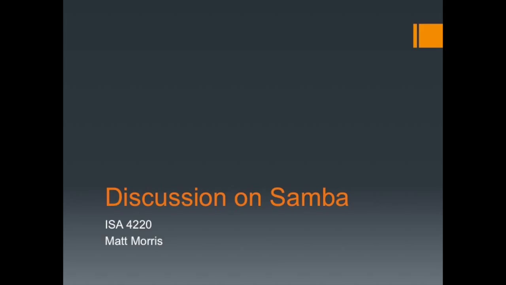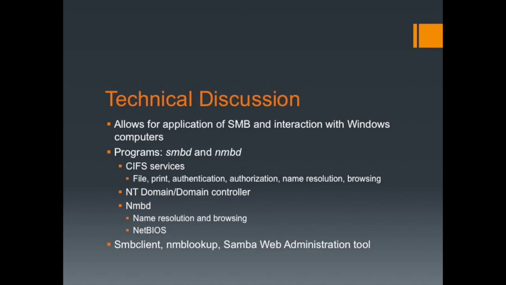This is for ISA 4220, and we're going to move into the technical discussion for Samba. Samba is just another technology in the world today for collaboration in a business. What it actually does is it allows for the application of the server message block protocol, which is used by Windows, Linux, and Mac, and many other different computer platforms, but it allows them to interact with Windows computers on the same network, which is helpful so that a Mac user is able to contact a Windows computer or a Linux computer is able to contact the Windows computer.